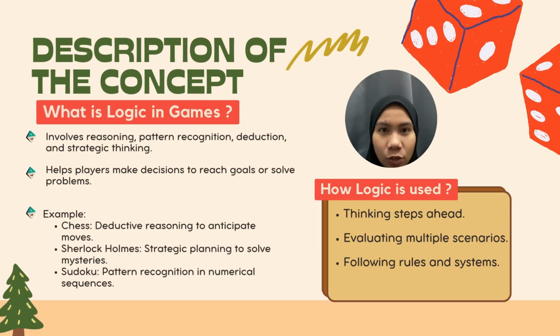Games are meant to entertain people of all ages. They involve reasoning, recognizing patterns, making deductions, and using strategic thinking. These skills help players make decisions, reach goals, or solve problems. For example, chess is a strategic board game played between two players on a checkered board. It requires deductive reasoning to predict and plan moves ahead.